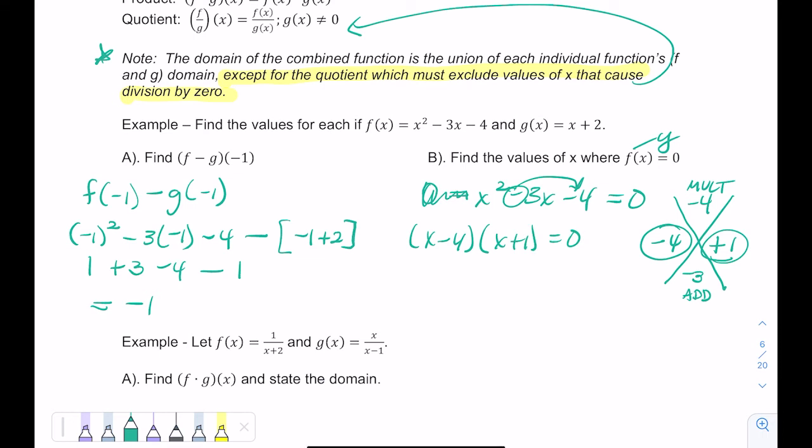And then we're going to apply the zero product property. So here, you would just set each factor equal to 0. So you would get x equals 4 and x equals -1. By the way, those would be the x-intercepts. So that's just saying when x is 4, y is 0, and when x is -1, y is 0.